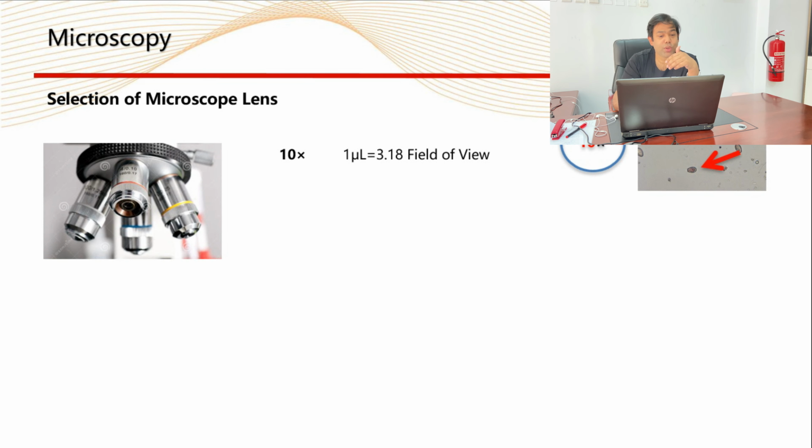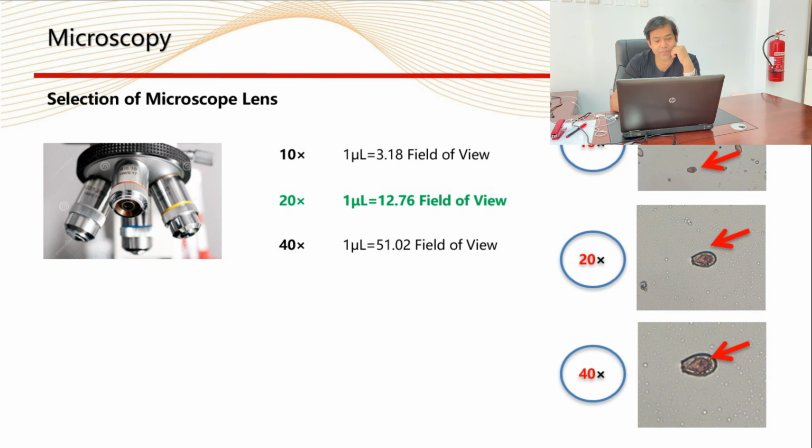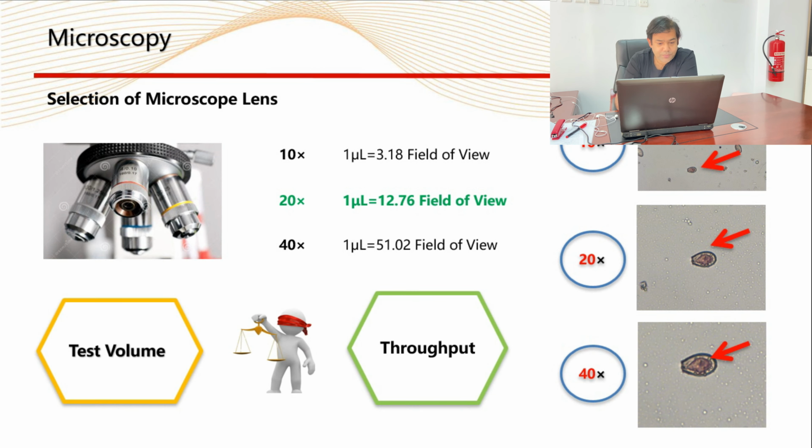Same image I'll show you if I'll increase the lens. For example, now 20 times 20x, which means 1 microliter equivalent to 12.76 field of view, and the same image will be like this. This is the image. And if I will increase the lens, for example 40x, so here you will see that 1 microliter equivalent to 51.02 field of view, and image will be like this. This is a 40 times zoom.